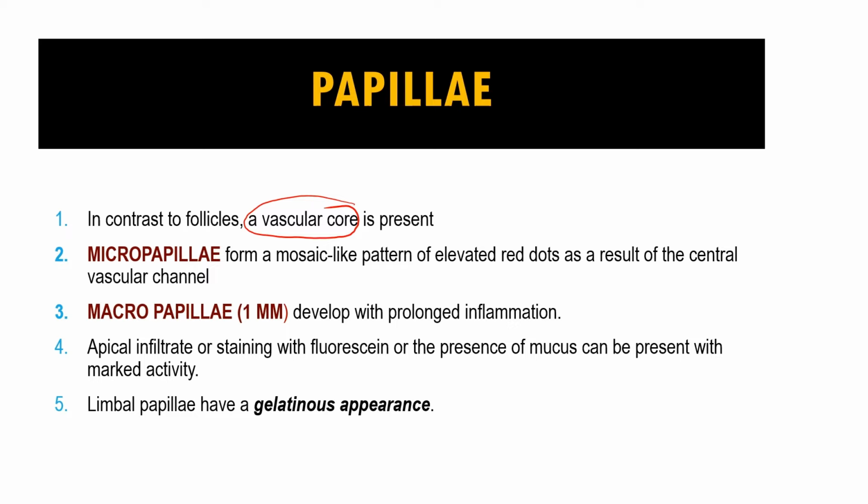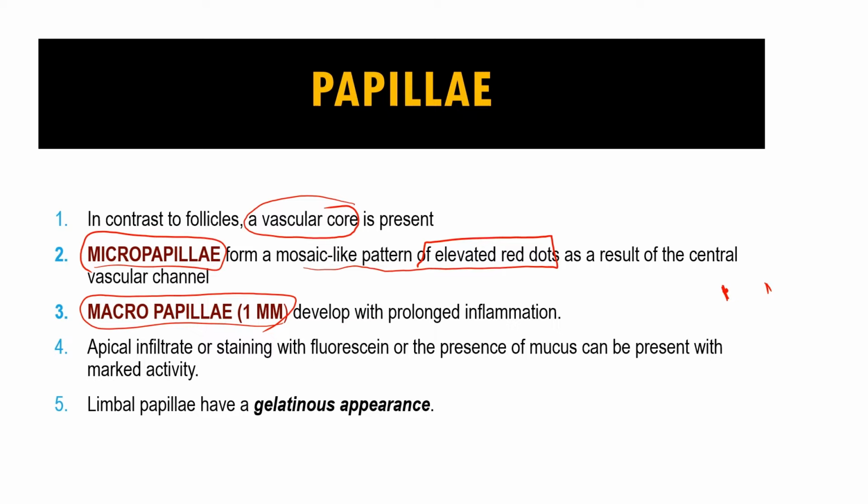Now based on the size, you will have different types of papillae. You will have a micropapilla or a macropapilla. If the size is less than 1 millimeter, it is called a micropapilla. If the size is greater than 1 millimeter, it is called a macropapilla. A micropapilla will just look like a mosaic pattern of elevated red dots. It looks like red dots because of that central vascular channel.